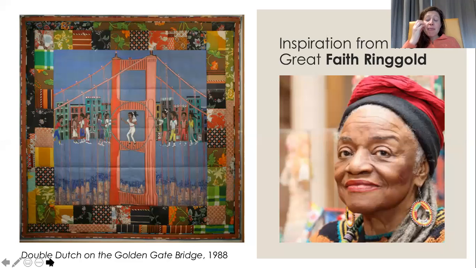So I want to also be sure that we're recognizing the great Faith Ringgold, who is known for the story quilt. This is one of her pieces, Double Dutch on the Golden Gate Bridge, 1988. Faith is a painter, and she often, not always, but will often paint upon fabric and then create a hanging fabric wall piece with patchwork involved. And there's a lot of meaning seeped into that that's related to her identity as well.